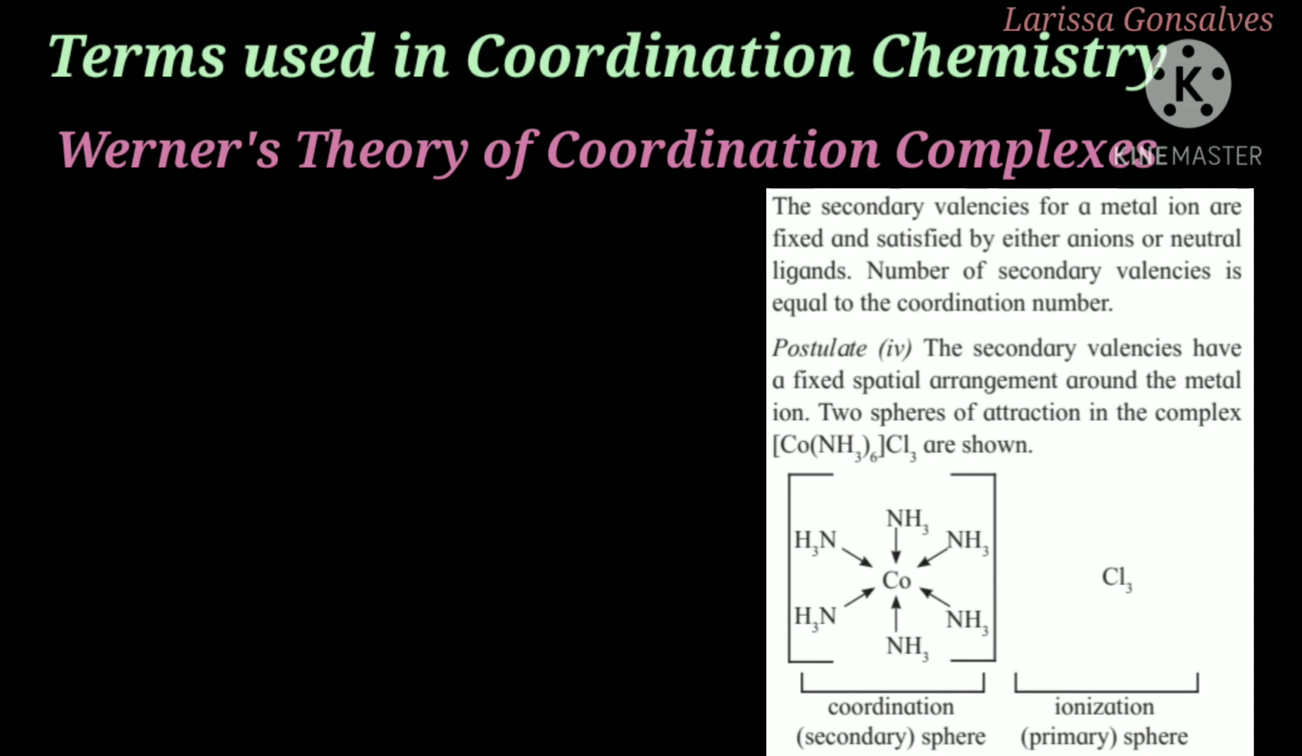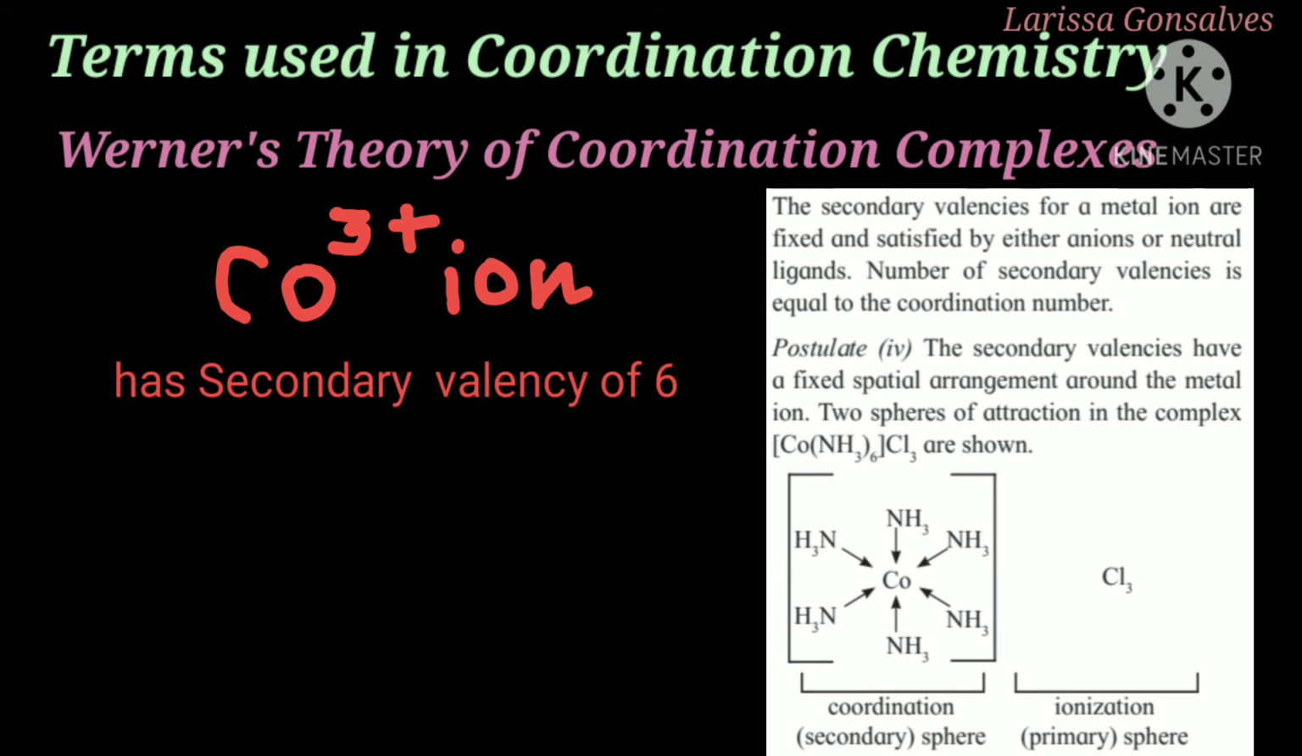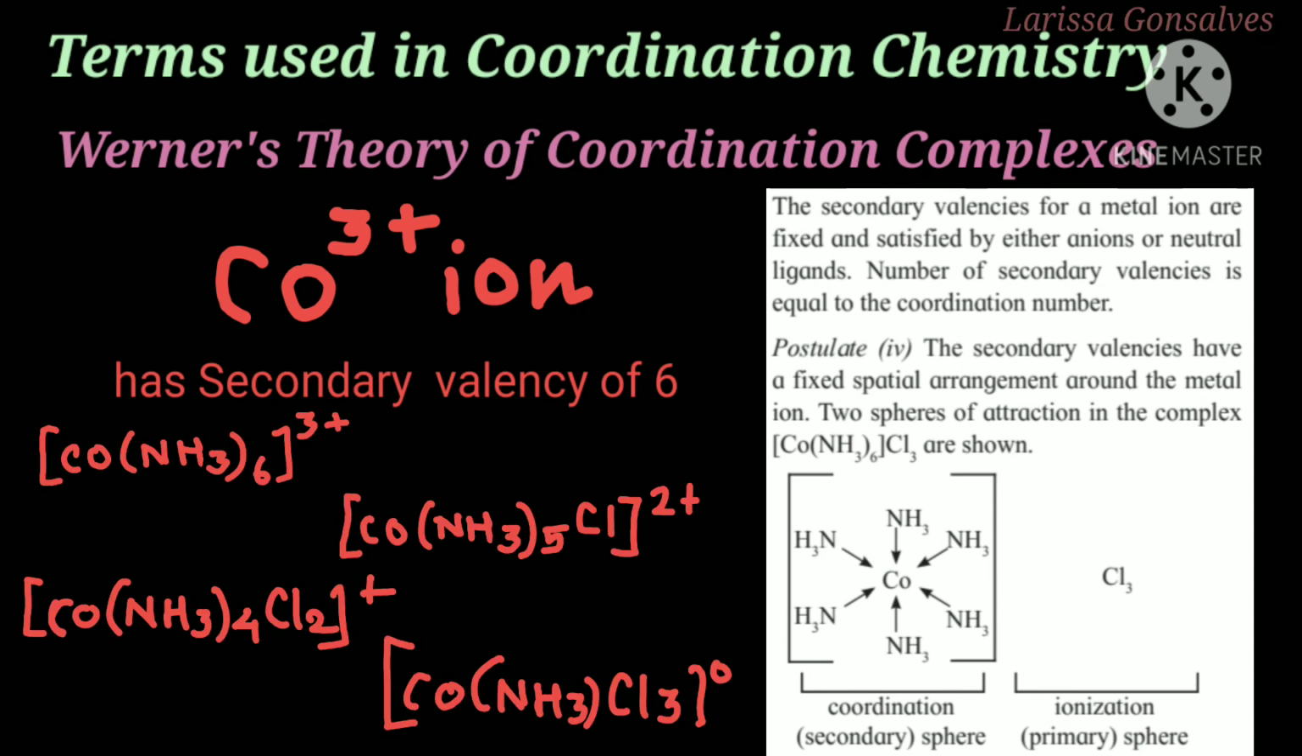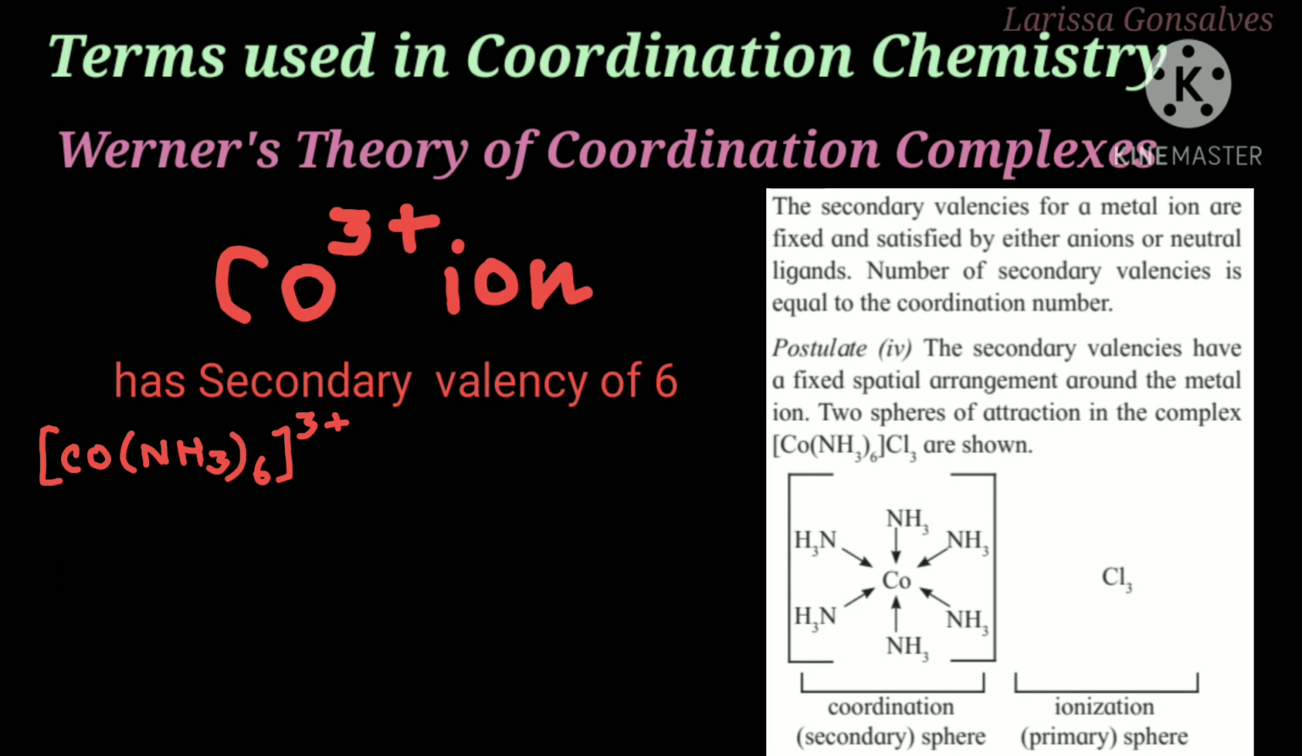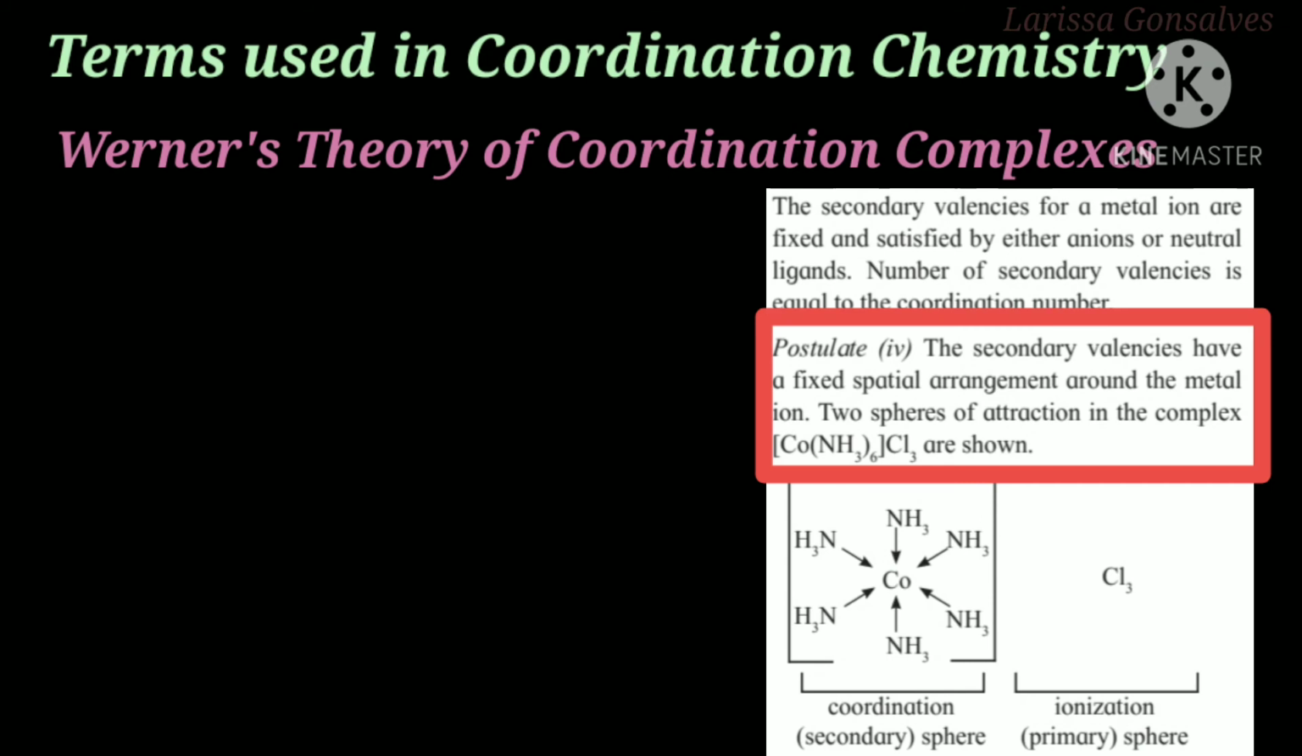An example of this would be the cobalt 3+ ion. It has a secondary valency of 6. Hence, Co3+ will form complexes like [Co(NH3)6]3+, [Co(NH3)5Cl]2+, [Co(NH3)4Cl2]+, etc. And the last postulate is that the secondary valencies have a fixed spatial arrangement around the metal ion.